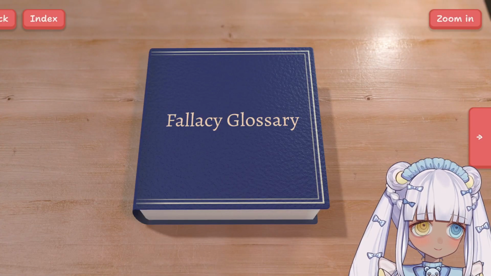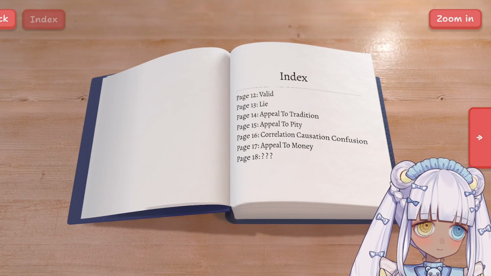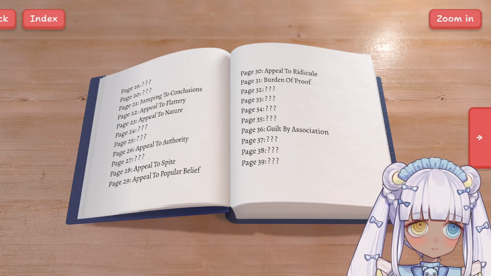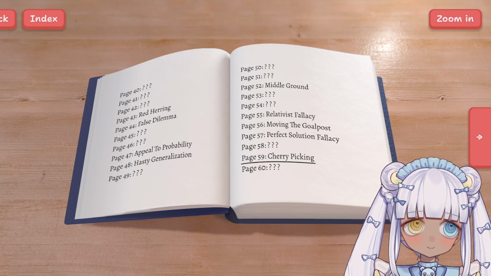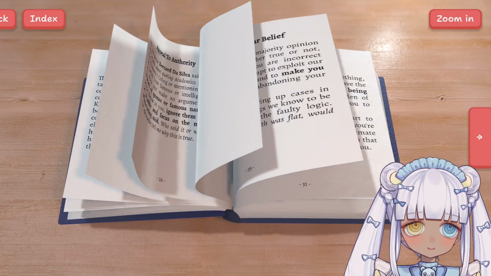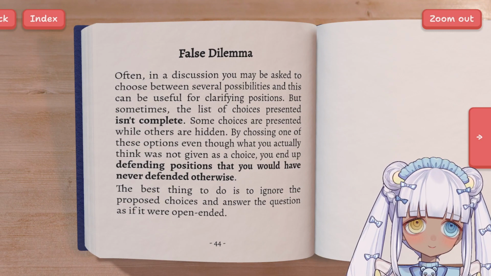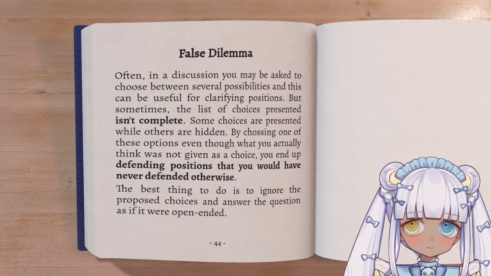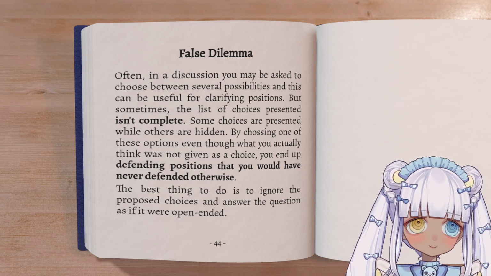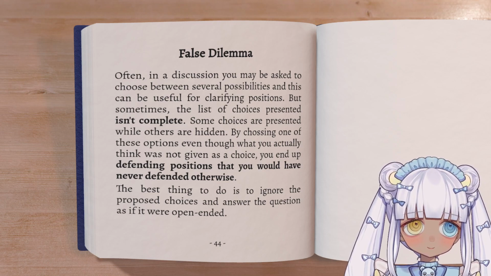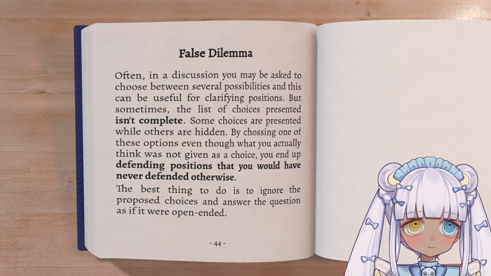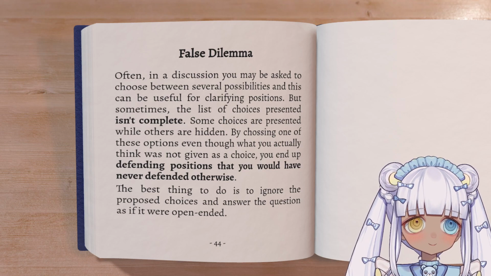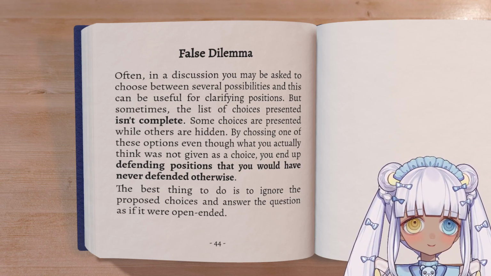Fallacy Glossary. So apparently there's a lot more. Okay, so false dilemma. Often in a discussion, you may be asked to choose between several possibilities, and this can be useful for clarifying positions. But sometimes the list of choices presented isn't complete. Some choices are presented, while others are hidden. By choosing one of these options, even though what you actually think was not given as a choice, you end up defending positions that you would have never defended otherwise. The best thing to do is ignore the proposed choices and answer the question as if it were open-ended.